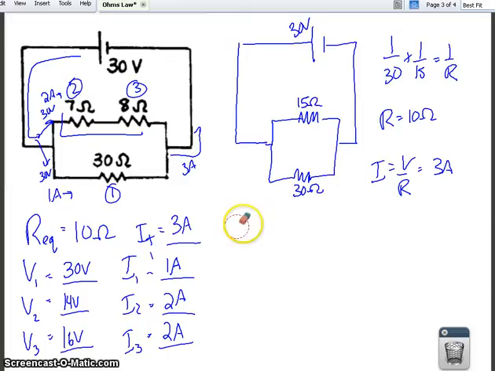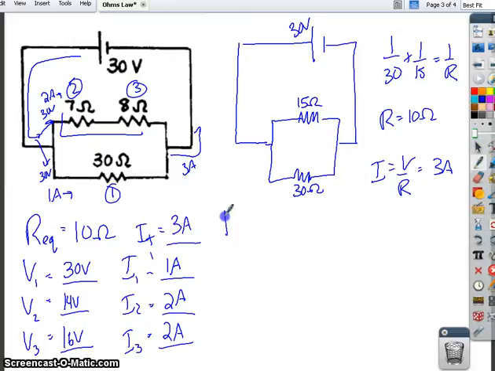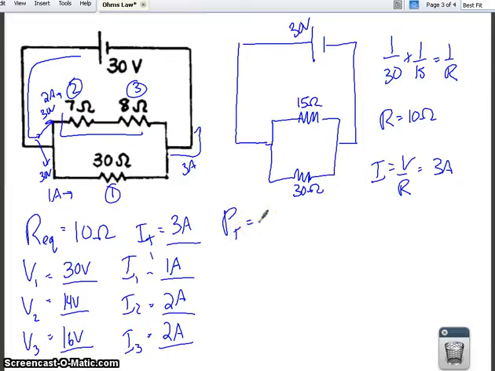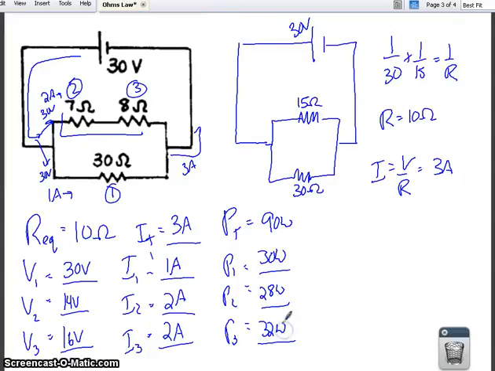And if we do power, P equals I times V, the total power is 3 times 30, 90 watts. Then P1, P2, P3: I times V. 1 times 30 is 30 watts. 2 times 14 is 28 watts. And 2 times 16 is 32 watts. All these add together to equal 90.